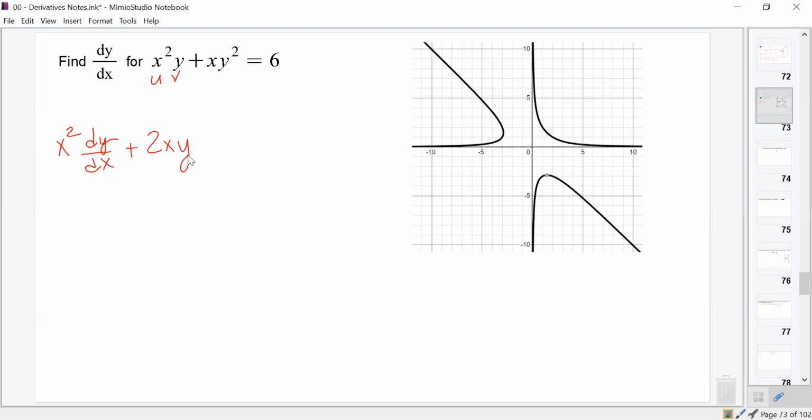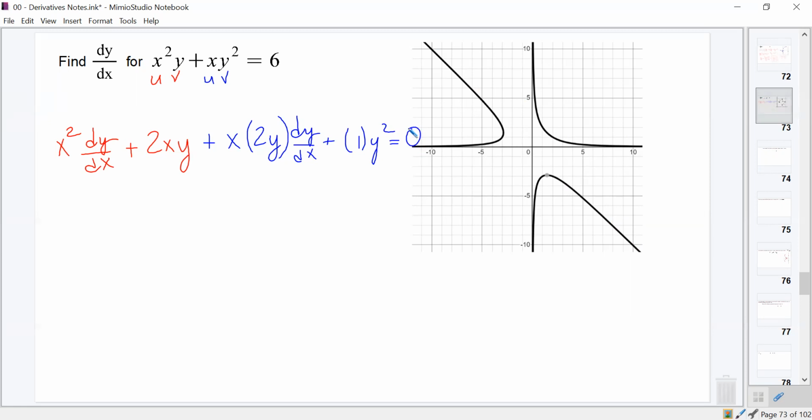So that'll start us off there. And now we'll treat this like a u and a v for our product rule. So we'll have plus u, which is x, times the derivative of v, which is 2y times dy/dx. And we'll add to that the derivative of x, which is 1, times y squared. And it all equals 0. And be careful not to keep that 6 there. Remember, we're taking the derivative of both sides here. So it ends up equaling 0.